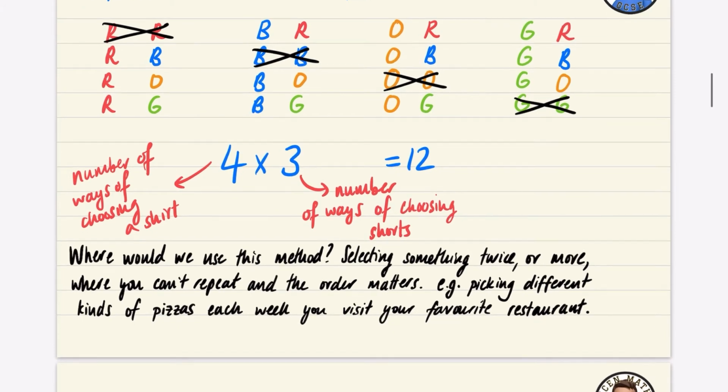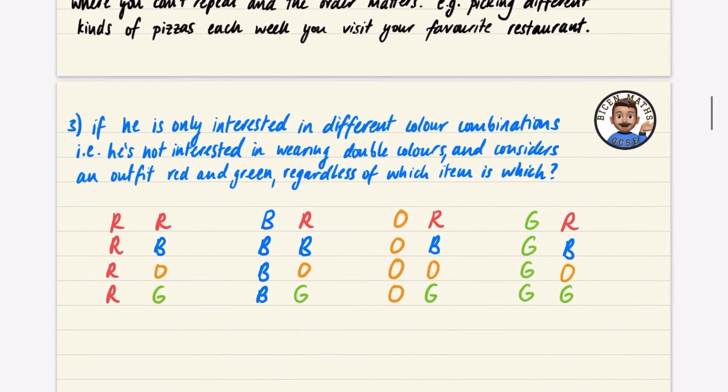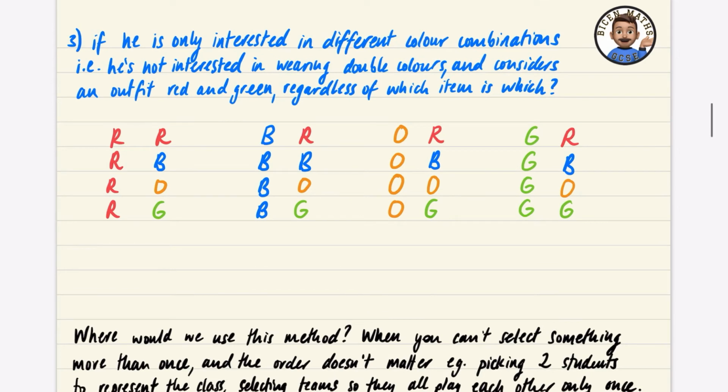Well, where would we use this method? Selecting something twice or more where you can't repeat, and the order matters. So for example, it could be picking different kinds of pizzas each week you visit your favourite restaurant. Because of that keyword different, you can't repeat it. So each time you go, you would be reducing the number of options by 1, and that's what you would be multiplying by.